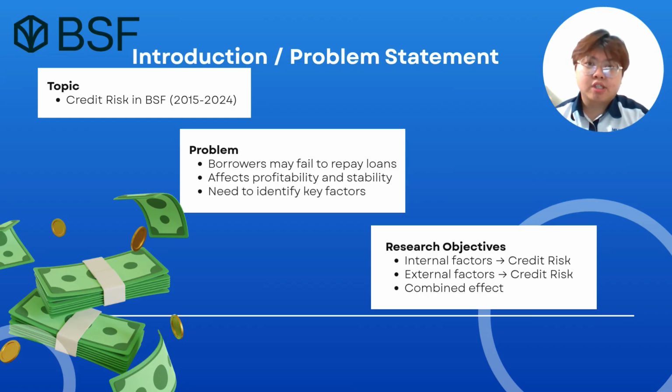There are three research objectives in this study. First is to determine the impact of internal factors on credit risk. Second is to determine the impact of external macroeconomic factors on credit risk. The last is to determine the combined impact of both internal and external factors on credit risk. Based on these objectives, the research question asks whether these factors have a significant relationship with credit risk.